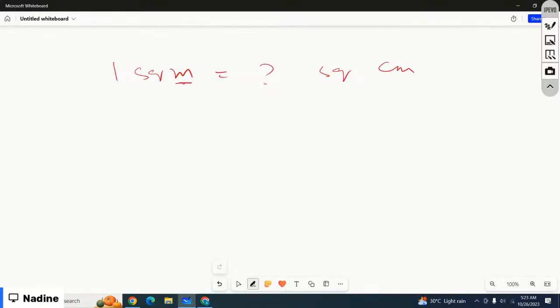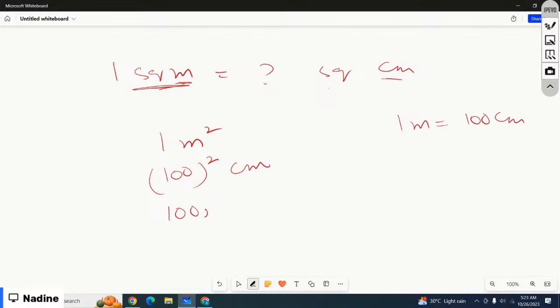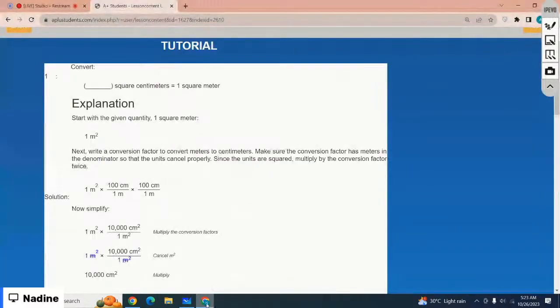Basically, here you have conversion from meter to centimeter, right? We know that 1 meter equals 100 centimeters. Here you have square, so you can write 1 meter squared like this. 1 meter equals 100 centimeters, so because that is square, it would be 100 squared centimeters, that is 10,000 square centimeters, right? Not 100,000.